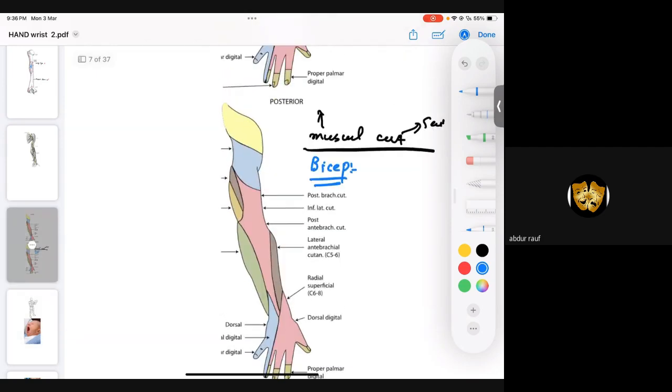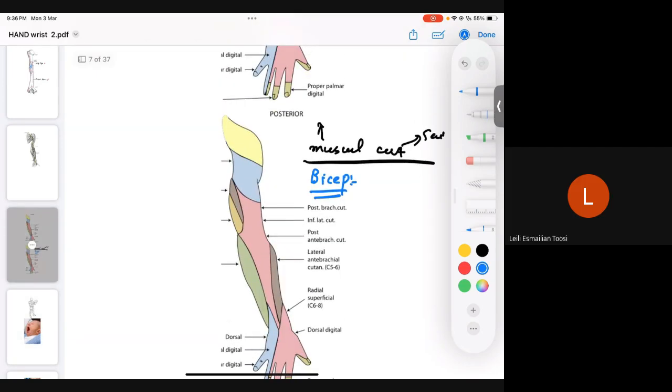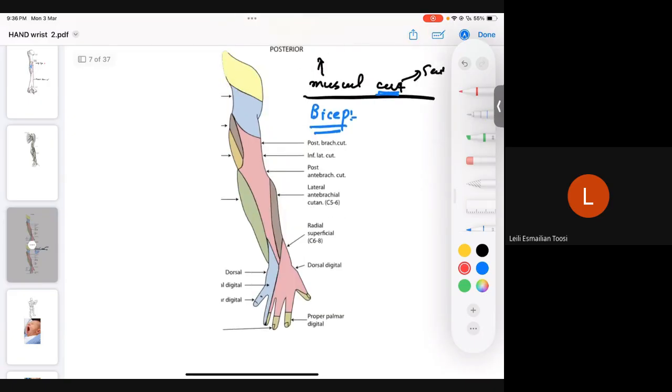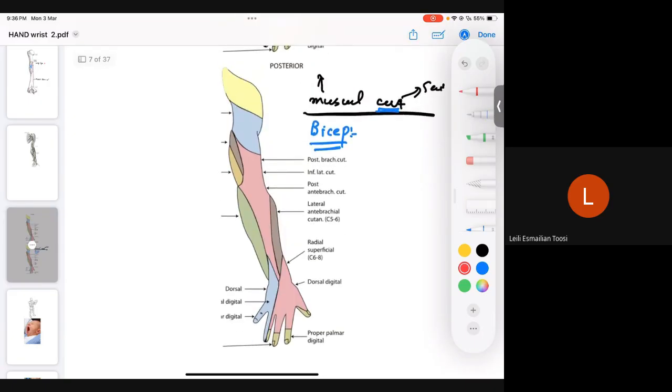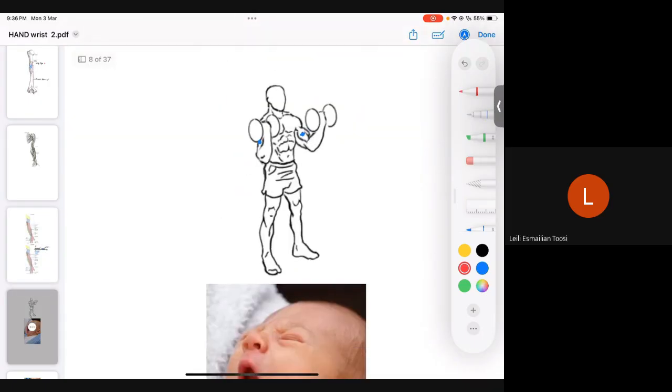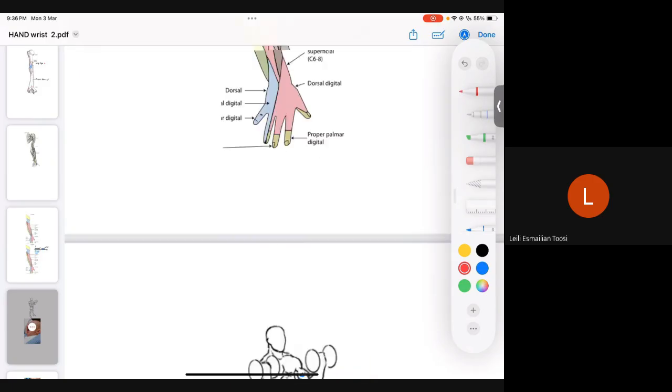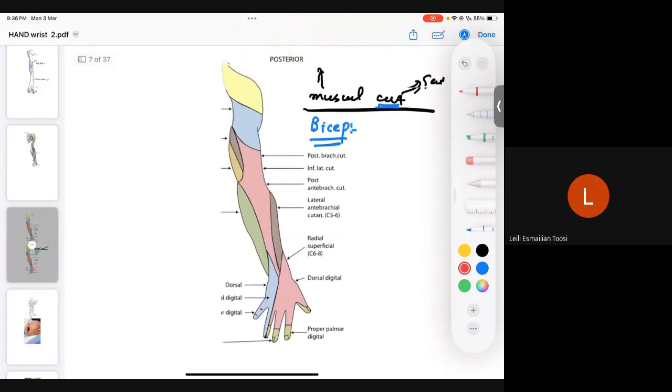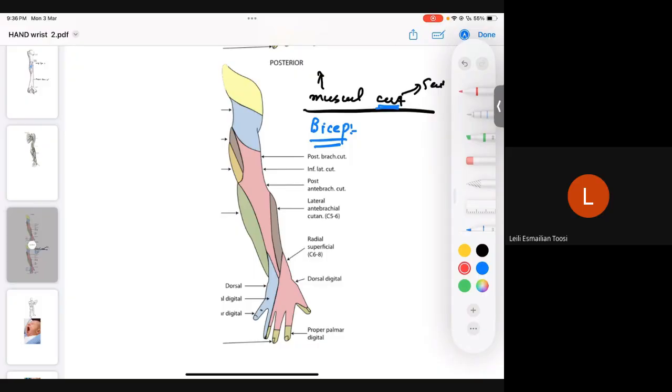But what's the cutaneous part of musculocutaneous? It basically supplies the lateral forearm. So the lateral forearm is supplied by your musculocutaneous nerve, right? Here you guys can see the lateral surface, like this surface, the lateral forearm, is also supplied by the musculocutaneous nerve. So it's obvious that whenever we have damage to this nerve, you cannot flex your biceps, right? And the sensory supply to the lateral side is also gone. That's so simple, right?